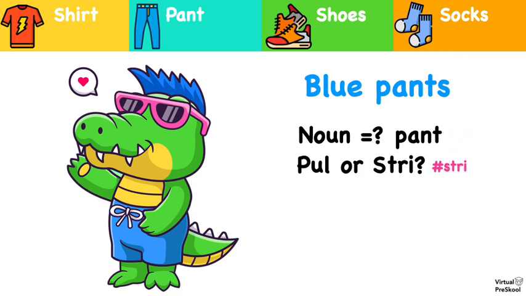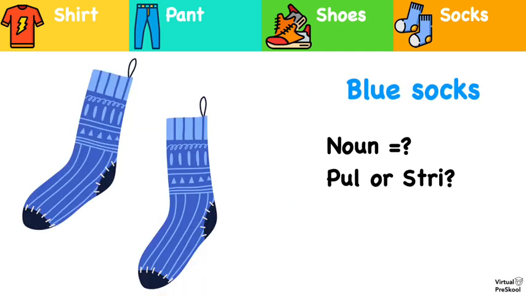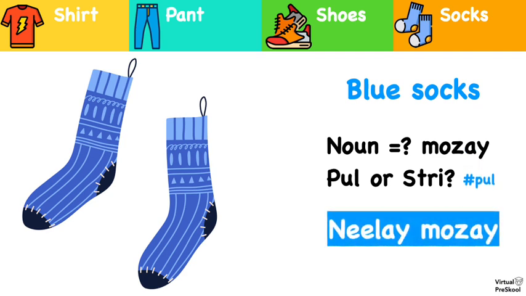So put together the words blue pants. Neeli pant. Blue socks. What's the noun? Socks. Pull or stri? Pull. So put it together. Neele mozay. Now if you're confused, wait a second.